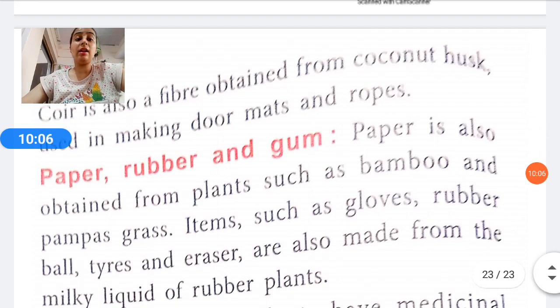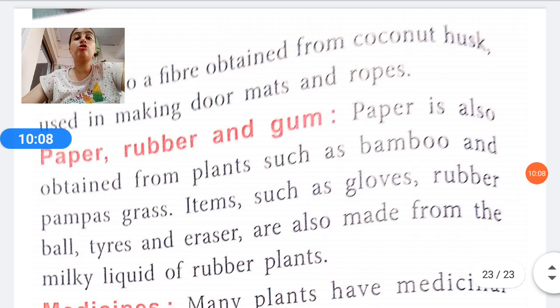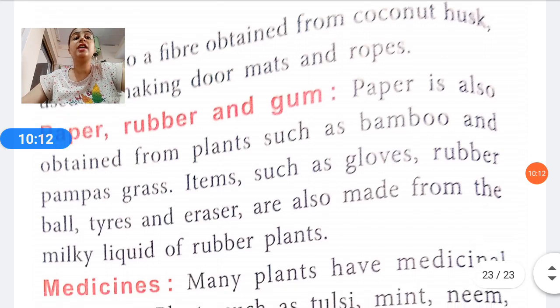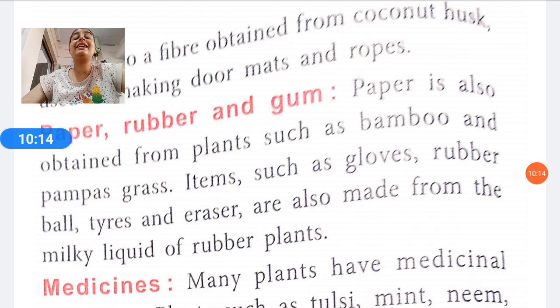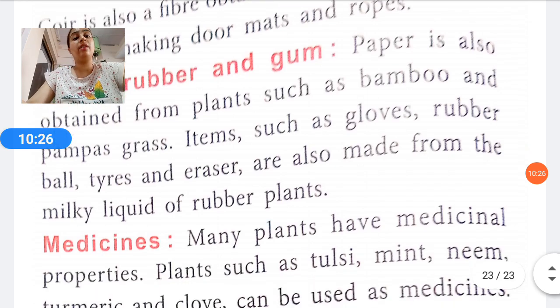Now paper, rubber and gum. Paper is also obtained from plants such as bamboo and pampas grass. Items such as gloves, rubber balls, tires and erasers are also made from the milky liquid of rubber plants. The milky liquid released from rubber plants is used for making different items of rubber, like tires, erasers and rubber balls.